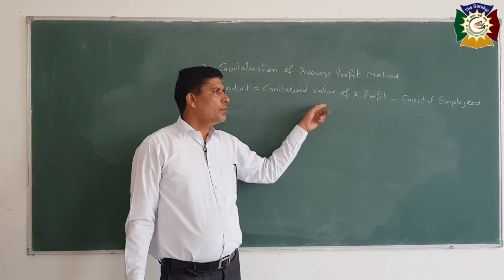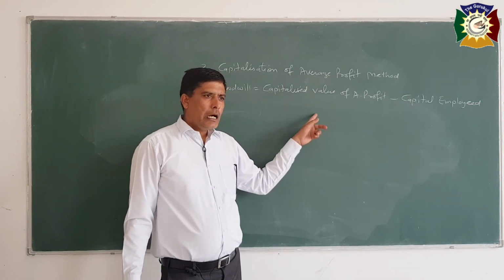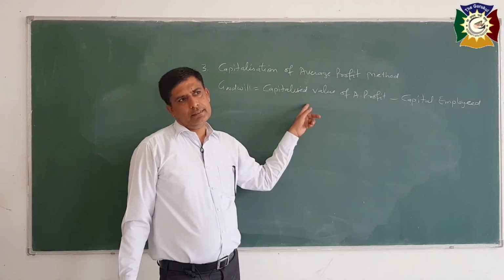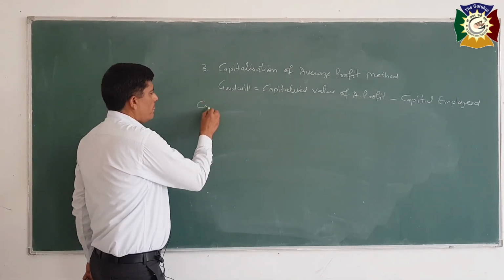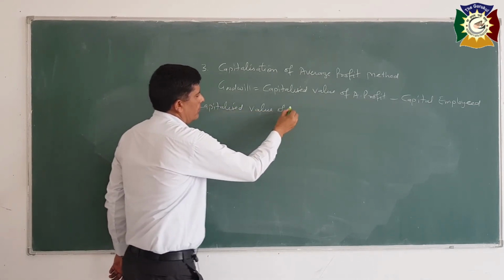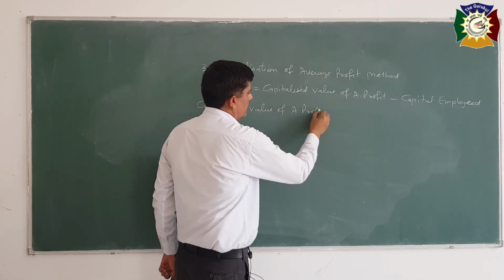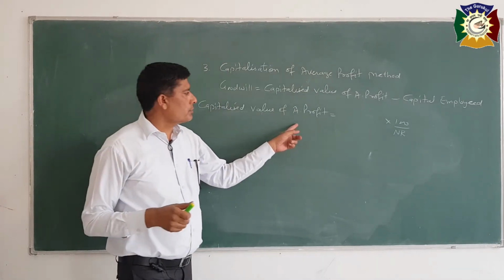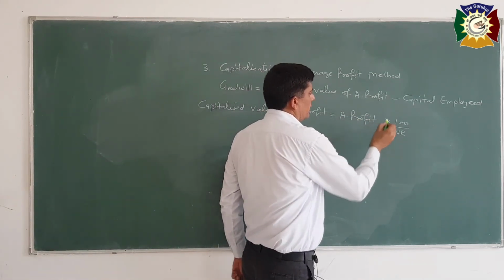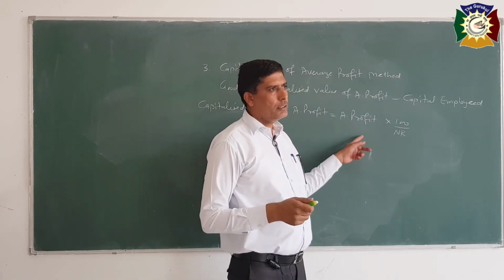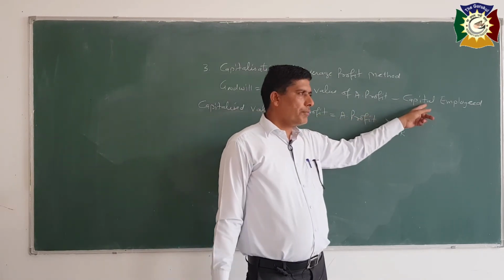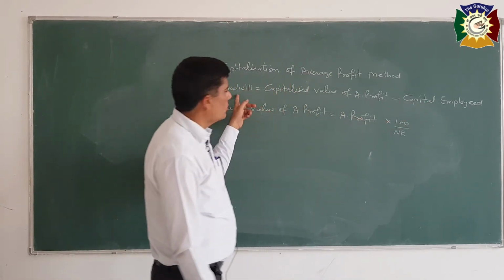Then what is capitalized value of average profit? It means how much capital is needed to earn such profits, and it will be calculated as average profit into 100 upon NRR. So in this way you can calculate capitalized value of average profit and deduct capital employed out of it, that will be the value of goodwill.